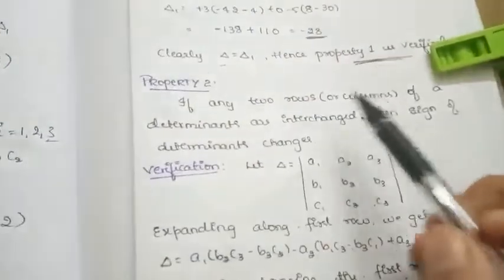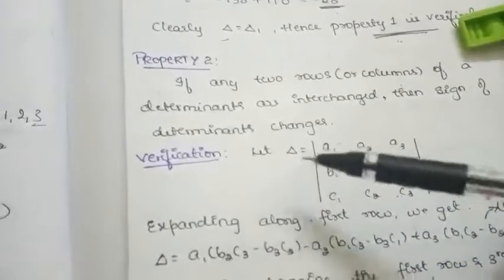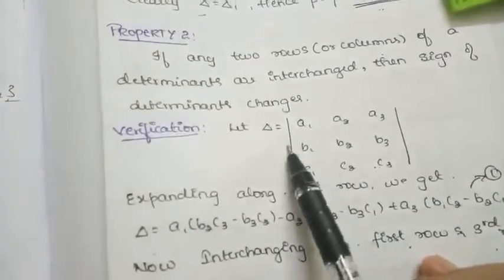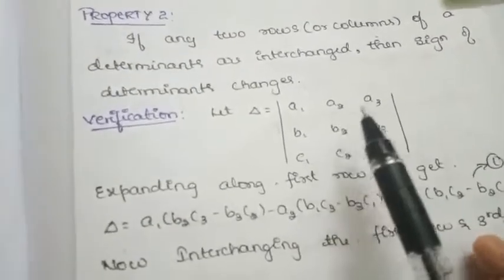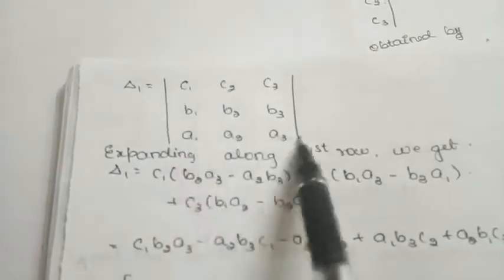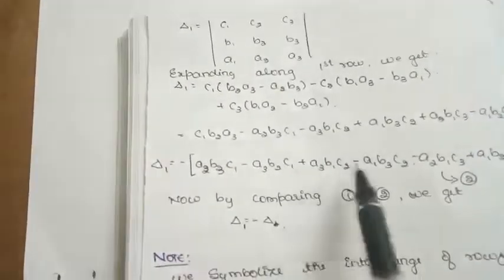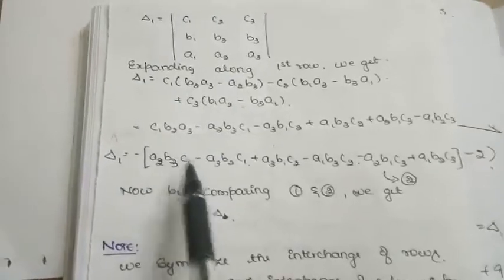The verification part of this property 2 says the same thing itself. They have considered the matrix delta, expanded it along the first row, and got the value of that delta. After that, they have interchanged the first row and the third row. So you can see here, this was our third row which is interchanged into the first row, and this was our first row interchanged into the third row. After interchanging, they expanded again along the first row and got the value, and when they take the minus sign outside, the value inside the bracket is nothing but the same as delta.